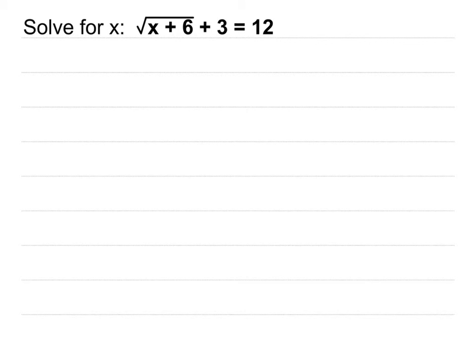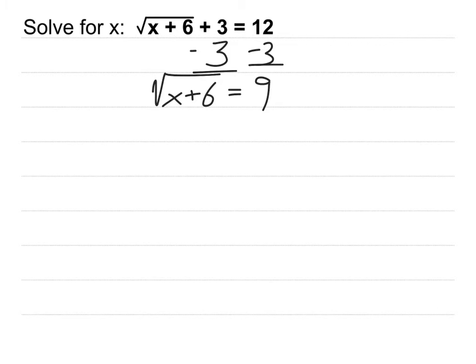All right, so first thing I want to do then, subtract that 3 from both sides. And yes, be writing this down in your paper as we go. When I do that, I'm left with just the square root of x plus 6 on the left side. And that equals 9.